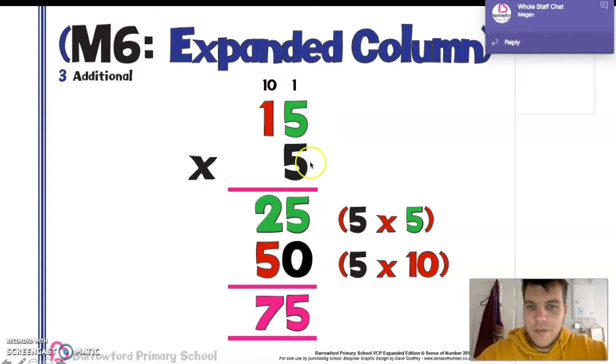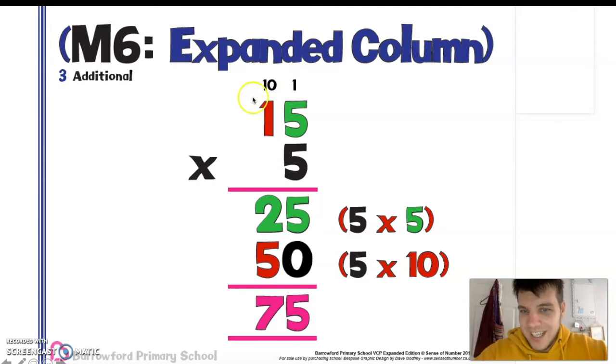So we've got 5 times by 5 here, and the answer is 25. We've got 1 times by 5, but that 1 isn't really 1, that's actually a 10. So that's 10 times by 5, which is 50. And recombining those together to get the answer of 75.